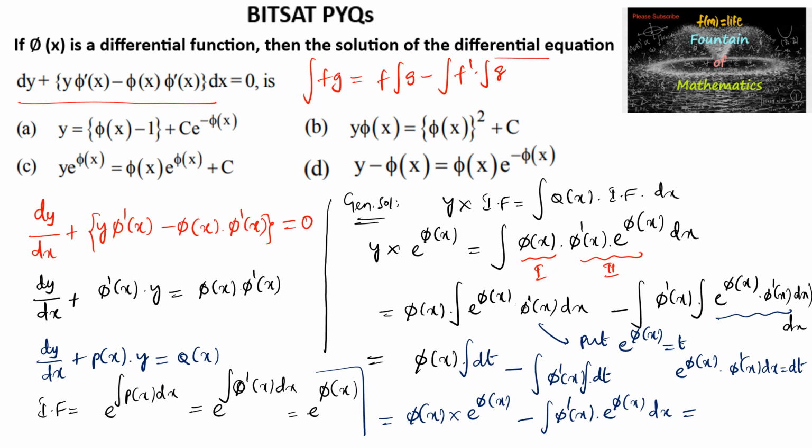So again further we can write pi of x into e power pi of x minus again the same pi dash of x into e power pi of x, which is same as integral of dt, that is t, that is e power pi of x.